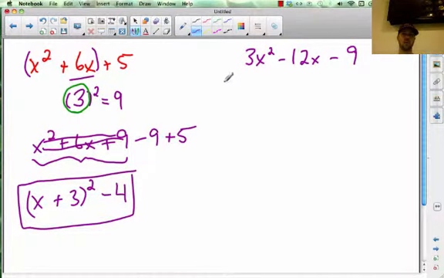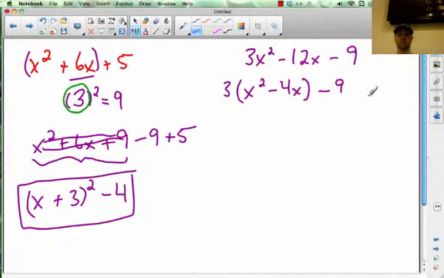So we are going to just factor out that 3 and rewrite those first two terms. So we take a 3 out of only these first two. So 3x squared divided by 3 is just x squared. Negative 12x divided by 3 is negative 4x. So we've only taken it out of those first two terms, and we leave the constant term alone. Always leave the constant term alone.